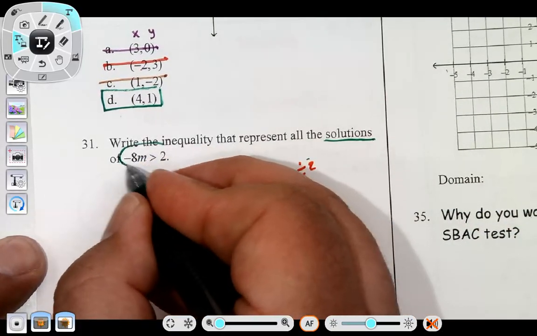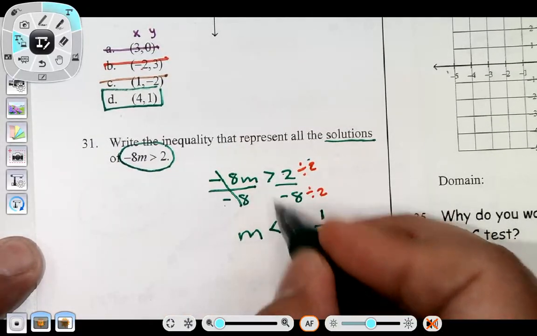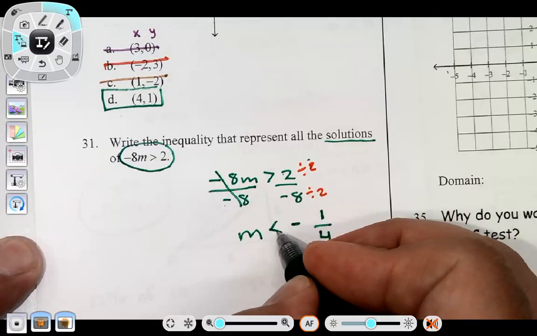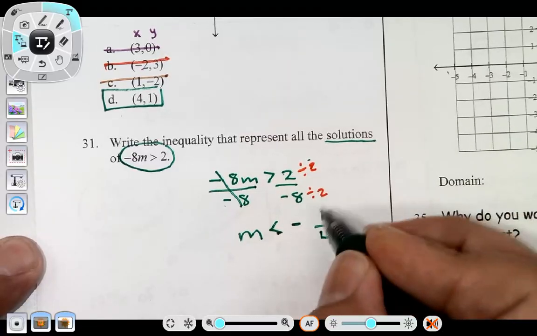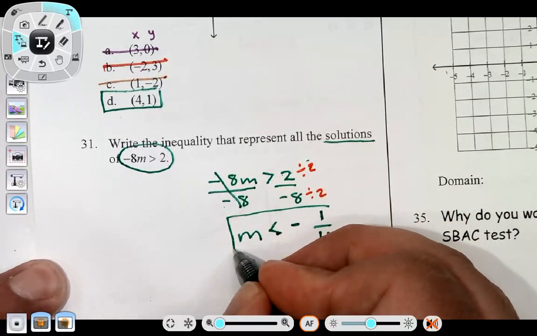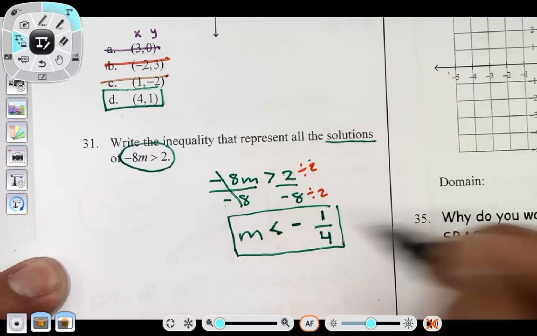SBAC loves to give questions like this. One-step equations. Why? Again, people might forget to reverse the inequality, and then people that rush the test will say 2 divided by 8 is 4. No, it's 1 over 4. Remember, you got to keep your number wherever you have the bigger amount. 8 is bigger, so the 4 should be underneath.